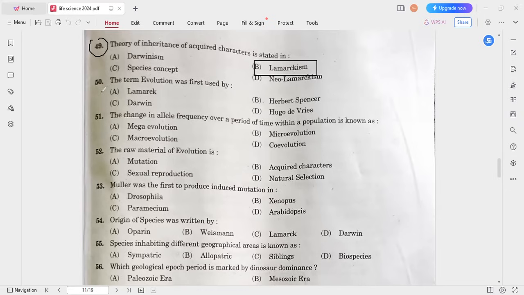So the term evolution was first used by, that is Darwin. Okay, so Darwin is the one who used the term evolution, that is in 1858. In 1858, Darwin first used the term evolution. So option C is the correct answer for question number 50. Okay, anyhow, we reached half of the question paper.